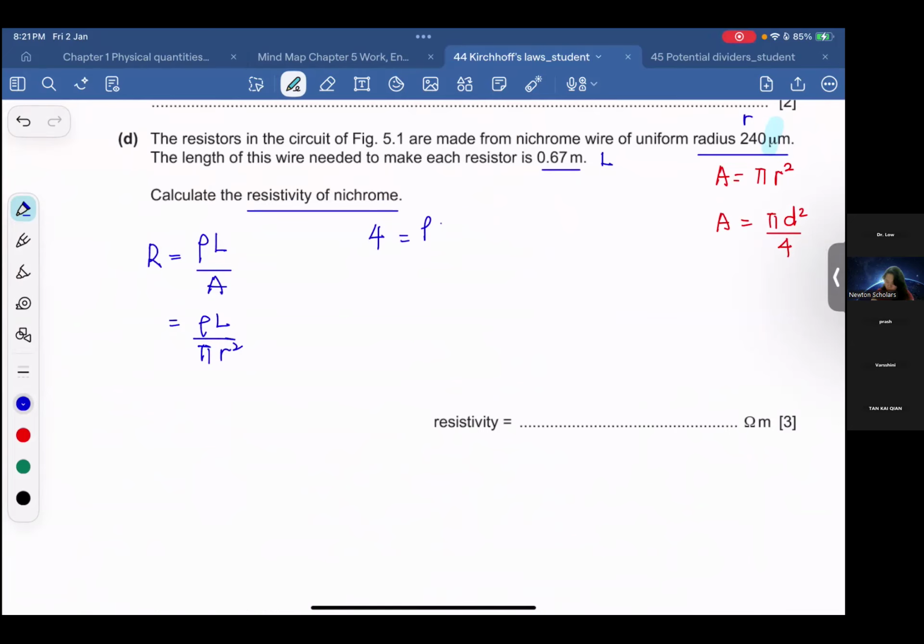Then resistivity is unknown. The length is 0.67. Do you know that 67 is very famous? I don't know why my students are so excited when I say 67. Then everybody is happy. I know there's something on YouTube or whatever, but I can't get the point.